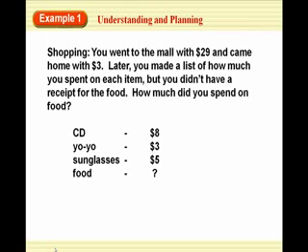So in example number 1, it's a shopping example. You went to the mall with $29 and came home with $3. Later you made a list of how much you spent on each item, but you didn't have a receipt for the food. How much money did you spend on the food? So you can see you had $8 for the CD, $3 for the yo-yo, $5 for the sunglasses, and the food is unknown, which is the thing we're trying to find out.